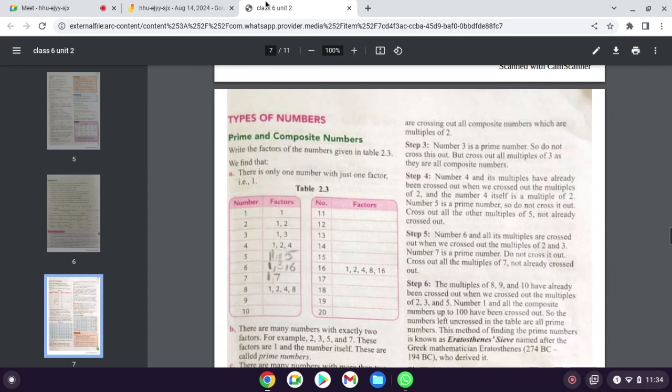Very good. What are the factors of 10? 1, 2, 5 and 10. Very good. What are the factors of 11? 1 and 11. What are the factors of 12? 1, 2, 3, 4, 6. Very good. So this is just like the factors of all numbers.